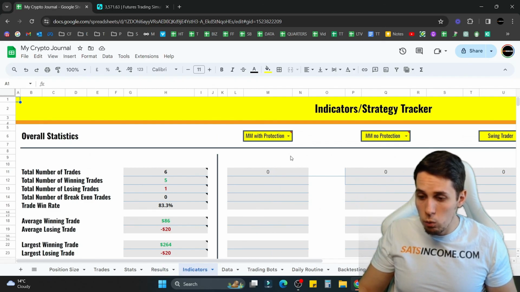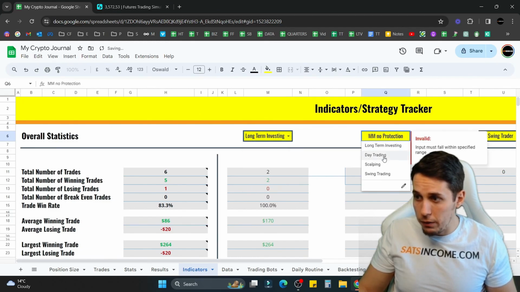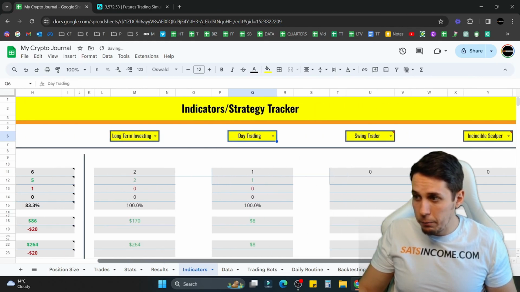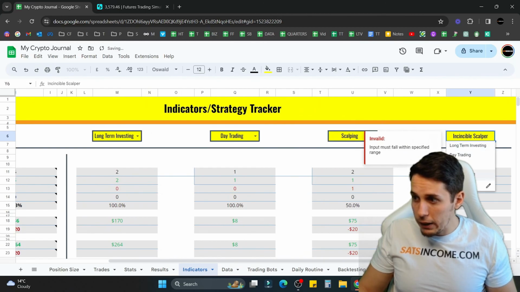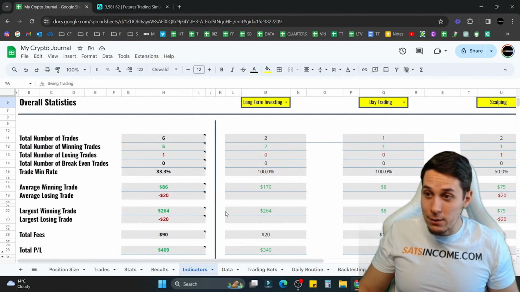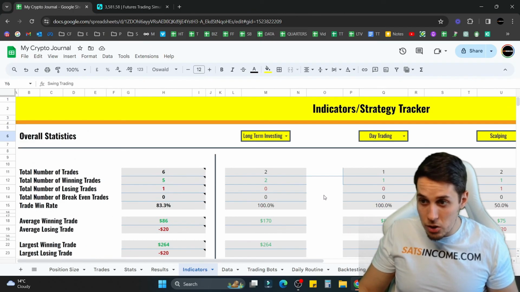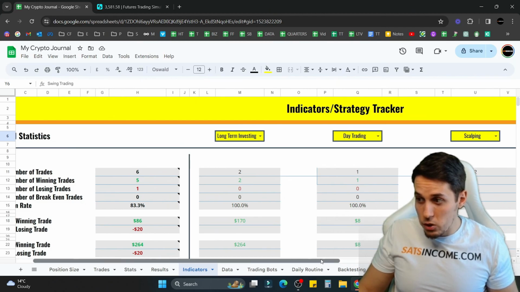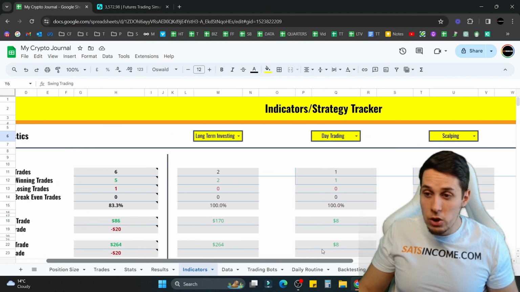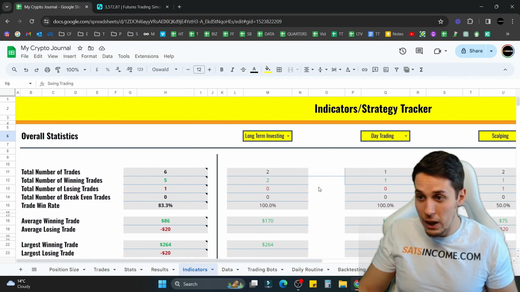But now we also want to switch to the indicators tab, where we basically can analyze our strategies. So we have here our long-term investing, our day trading, our scalping, and our swing trading. Now we are coming to the good stuff, guys, right? Because this right here can give you crazy insights, right? You can literally see which of the strategies that you are using is the best one and which is the worst one, right? Ditch the bad ones, right? And focus on the winning strategies that you are having.